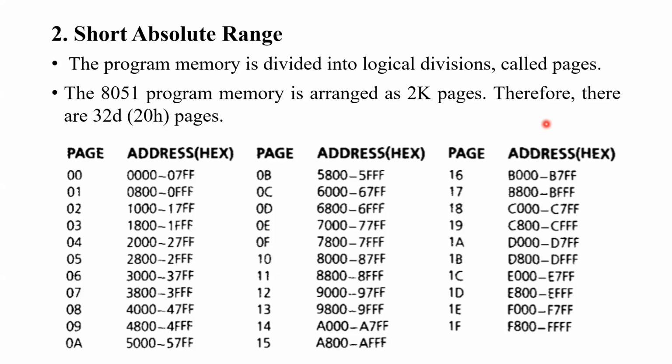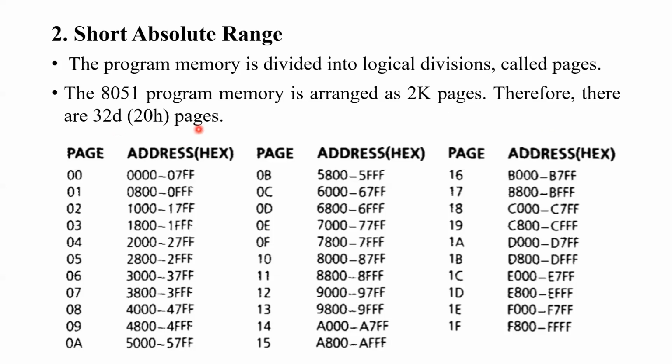In the 8051, program memory is arranged as 2K pages. Since we have 64 kilobytes of program memory, and the logical division used in the 8051 is 2 kilobyte pages, how many pages are there? It is 32 pages. In hexadecimal, 20 pages are there.